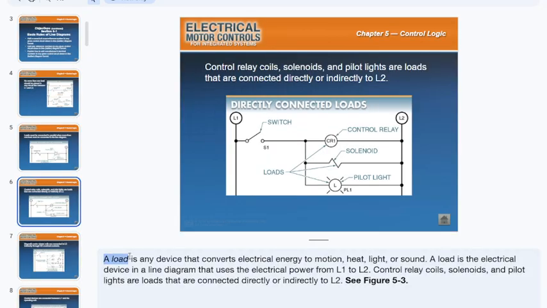All right, so first, a load is any device that is using the energy. It converts electrical energy into motion, heat, light, or sound. By the way, these are the only things that electricity is ever energizing: motion, heat, light, or sound. Think about it, and you probably cannot think of another one. If you can, let me know.